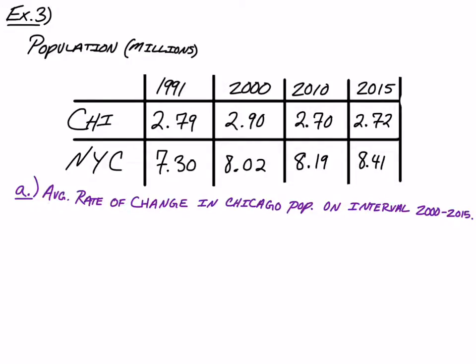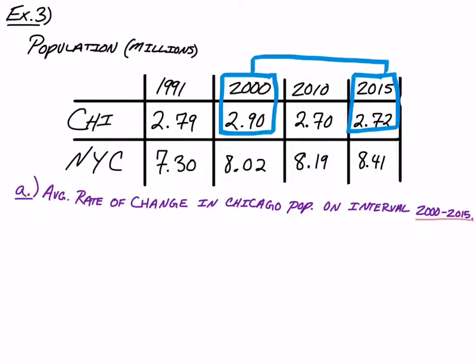So remember, average rate of change is just a fancy way to say slope. So what's the slope from these 2 points, from 2000 to 2015? So all you got to do is identify 2 points, like on a graph, and we can find the slope. So 2000 and 2015. There we go. Let's look at those first. Don't worry about any of the other stuff on the table. If we're finding slope, we just need to identify those 2 points.